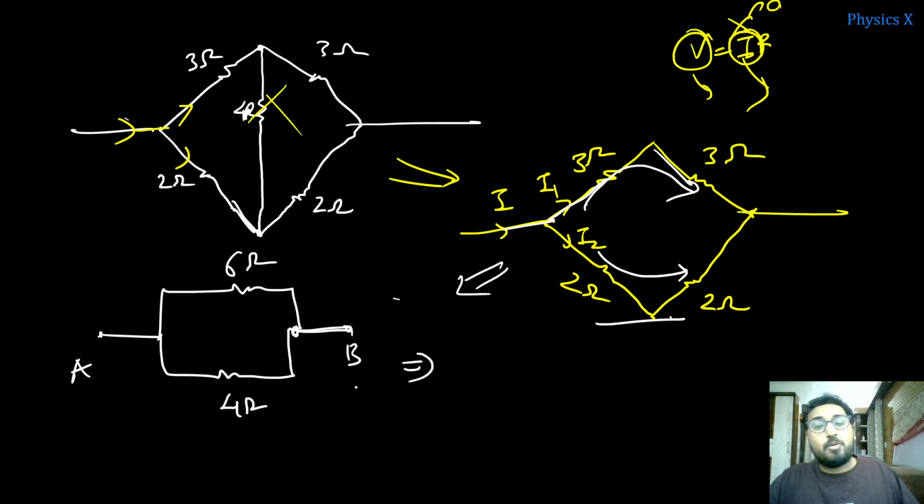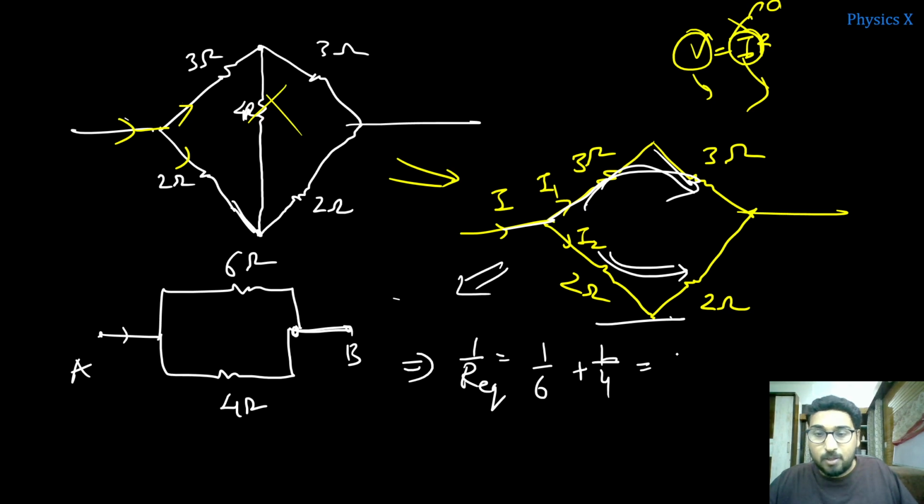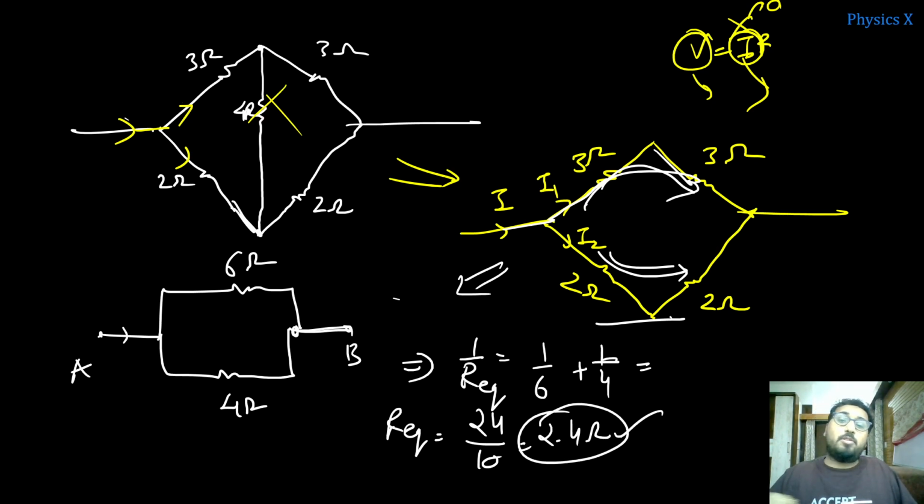So what will happen now? You can find the value of resistance. R equivalent is what? These two are in series, and after this series combination, this is now a parallel combination. Again, you will find the equivalent resistance, which is 1 by R1 plus 1 by R2. So 1 by 6 plus 1 by 4. You can calculate this. You will get R equivalent as 24 upon 10, which is 2.4. So this is how you are going to find the equivalent resistance.